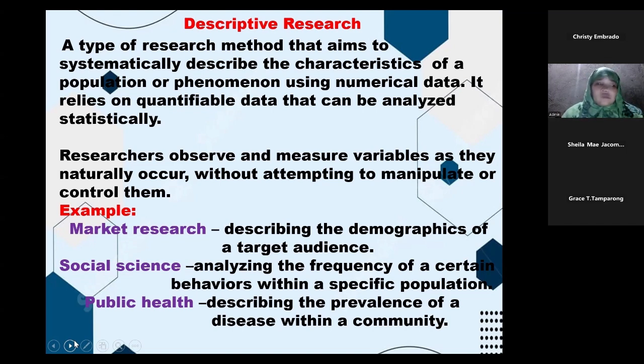So when we say frequency, it is the number, the range of certain behaviors of a specific population. Next is public health, describing the prevalence of a disease within a community.